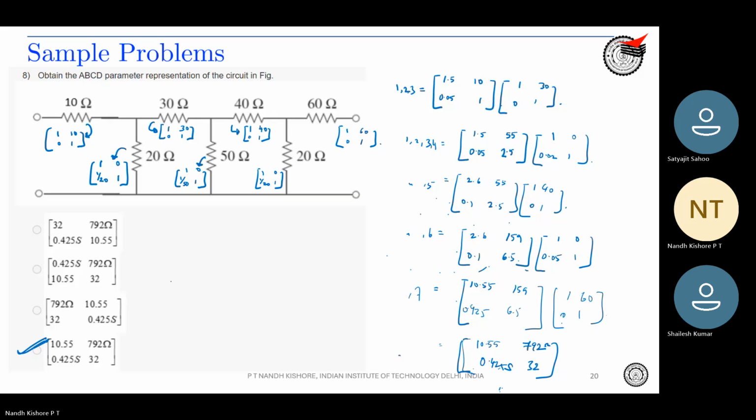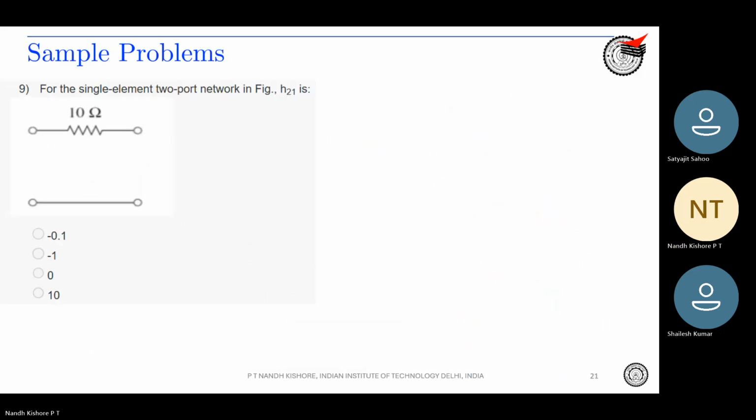Hello? Yes, sir. Okay. Yeah. So again, this is just multiplication. Note that if it's a series element, it has to be 1 Z 0 1, and if it's a shunt element, it has to be 1 0 Y 1, where if they give the resistance, you should know that Y is basically 1 by Z. So don't directly substitute the resistance. Okay, so we will go ahead to the next question.